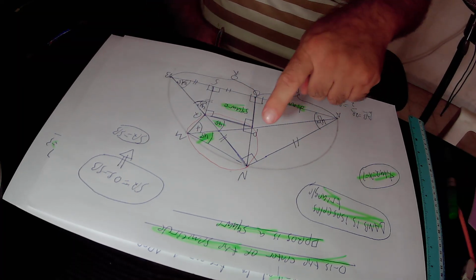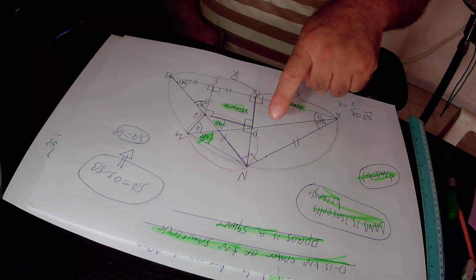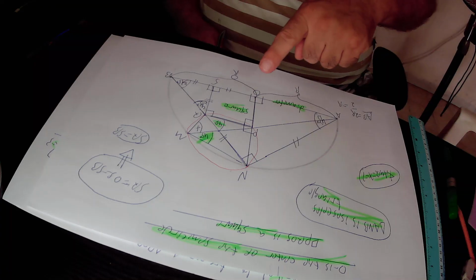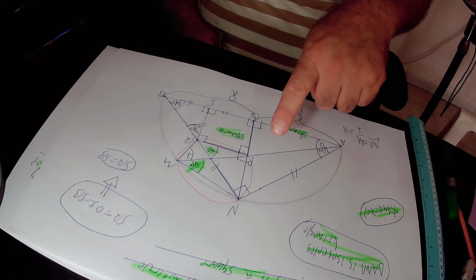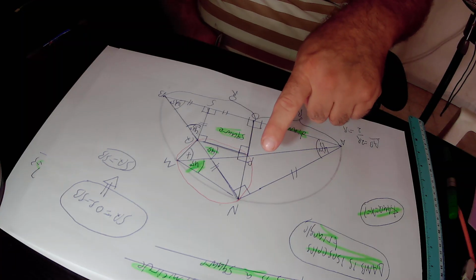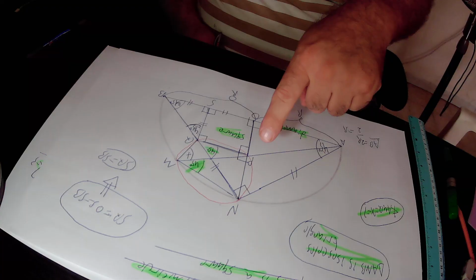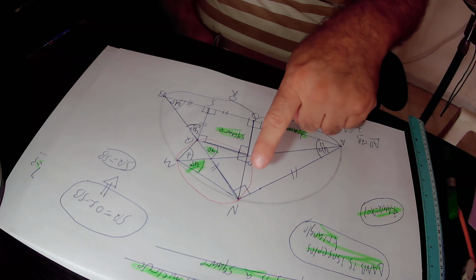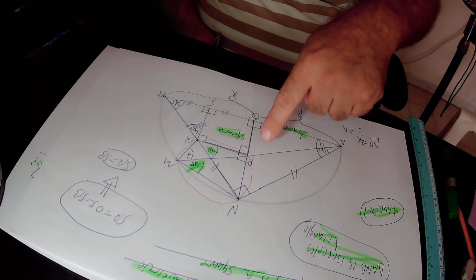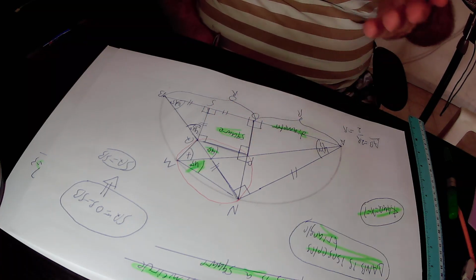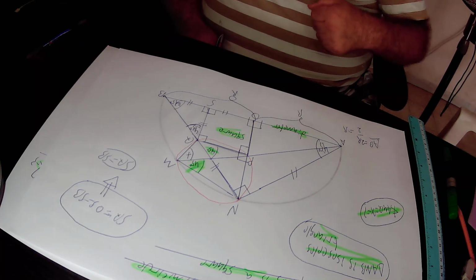You can see that the red circle inscribes this quadrilateral NMQP. Why does the red circle inscribe quadrilateral NMQP? Because all four vertices of quadrilateral NMQP lie on the red circle. This is point M that lies on the circle, point M, point Q, and point P. They all lie on the red circle, and therefore quadrilateral NMQP is inscribed by this red circle.